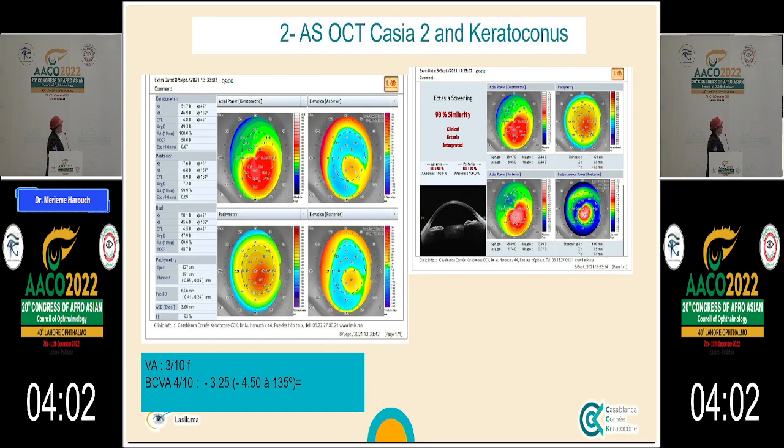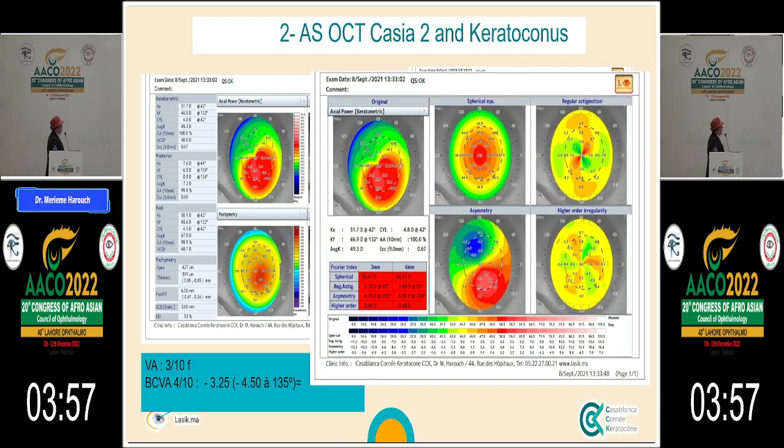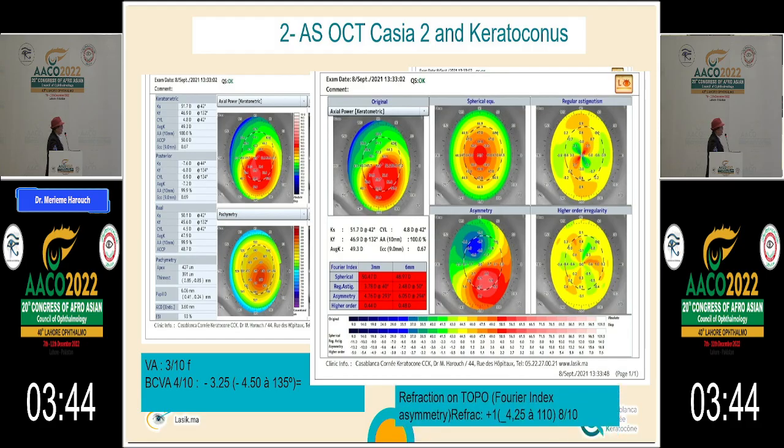In keratoconus, it's the Fourier analysis. I have talked about this many times. We have the axis of the asymmetry, and when we adjust the axis of the astigmatism to the axis of the axial asymmetry, the visual acuity is better. When we use 135, the axis of astigmatism in topography, the best visual acuity is 4/10, but it rises to 8/10 when we use the axis of the axial asymmetry.